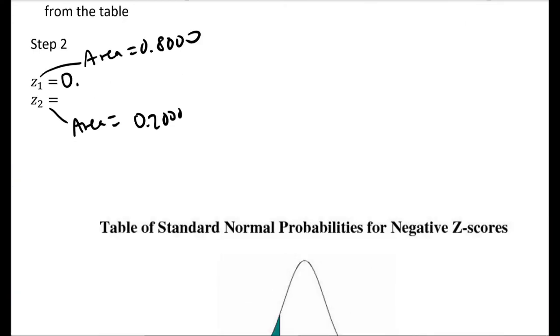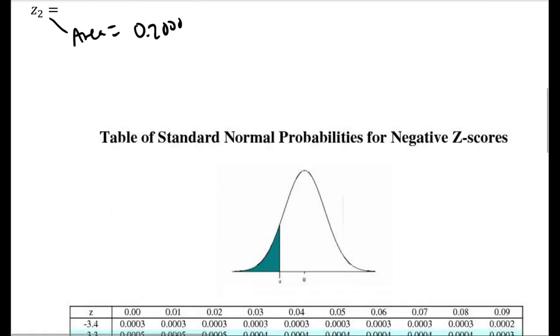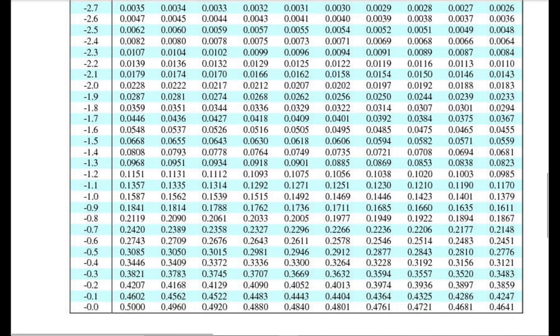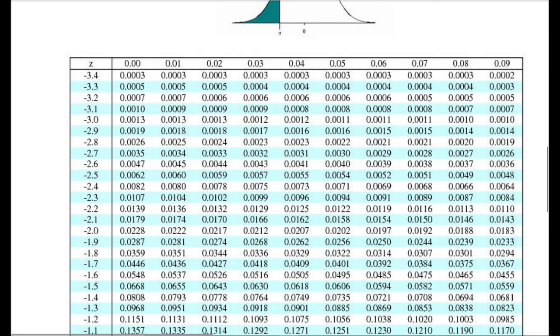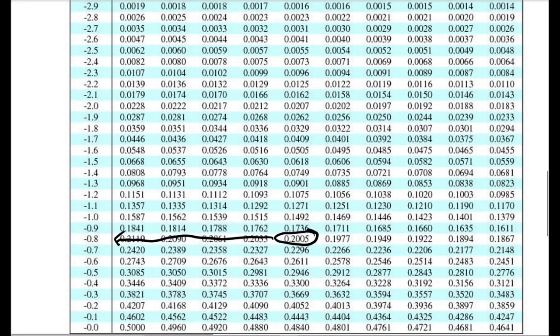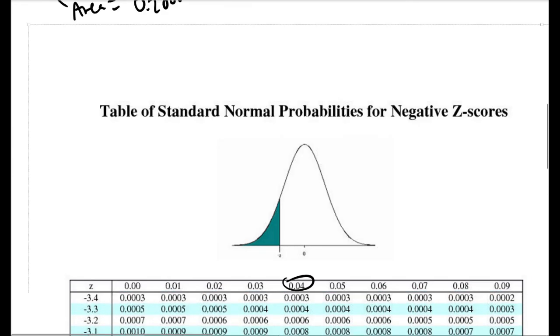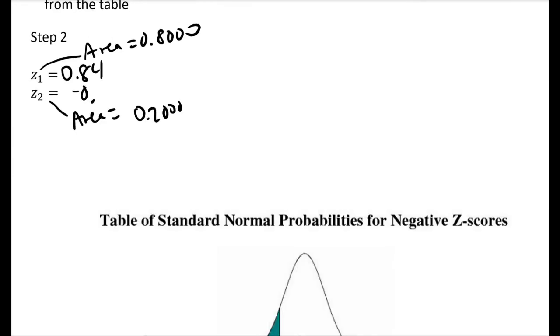So that's my z1. Now my z2, I need an area of 0.2000. The closest area to that seems to be 0.2005. So therefore I'm going to look that z-score up, which is going to be negative 0.84. All right, so now we know it's negative 0.84 and positive 0.84.